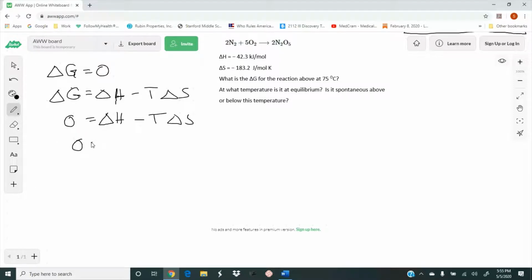So 0 equals delta H. We already calculated this out for the earlier part. Delta H is minus 42,300 joules per mole. At this point, we're not using this temperature anymore. We're looking for the temperature when it's at equilibrium. So I'm going to leave this T as our variable, minus T, and delta S. Delta S we know is negative 183.2 joules per mole Kelvin.